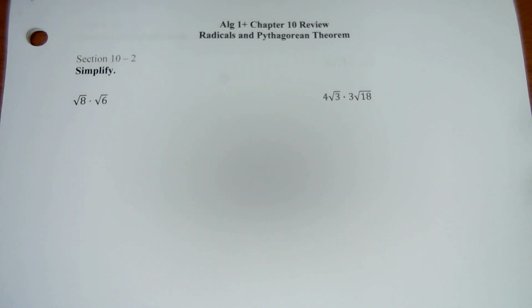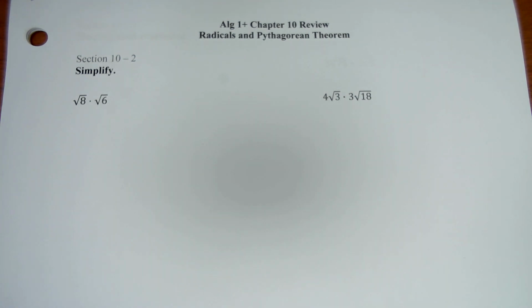We are going to be using this video to review the radicals and Pythagorean theorem skills we have learned in Chapter 10. This chapter covered everything involving radical expressions, radical equations, operations with radicals, and applying radicals to find missing side lengths of right triangles. So today that is what we are going to cover in this review video.